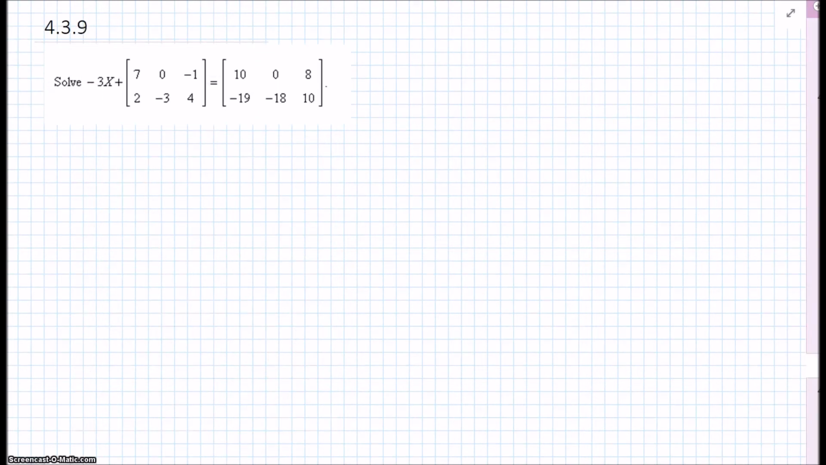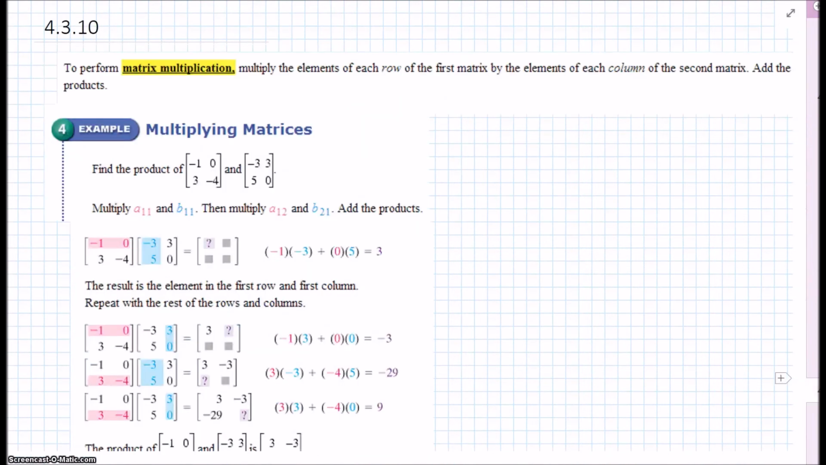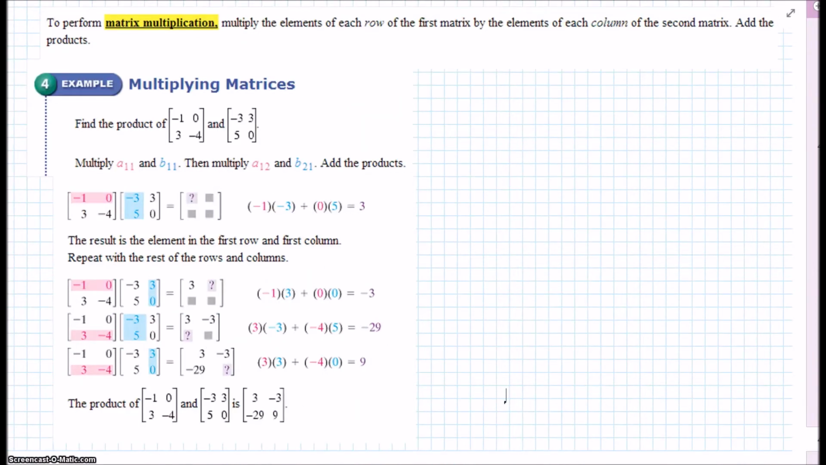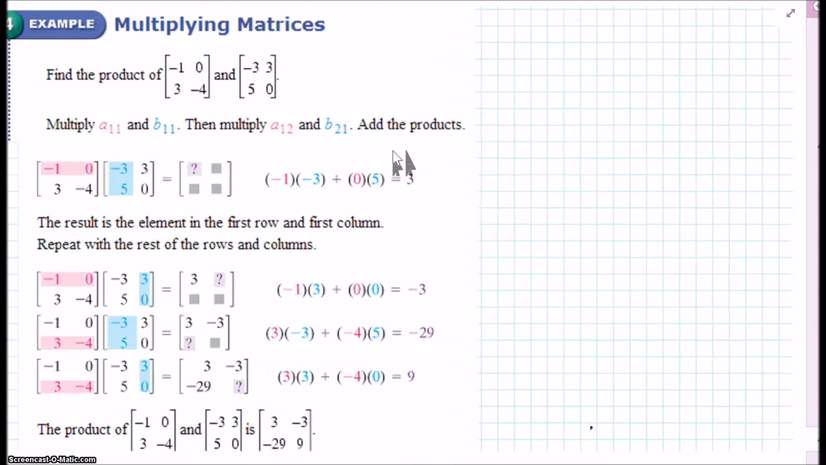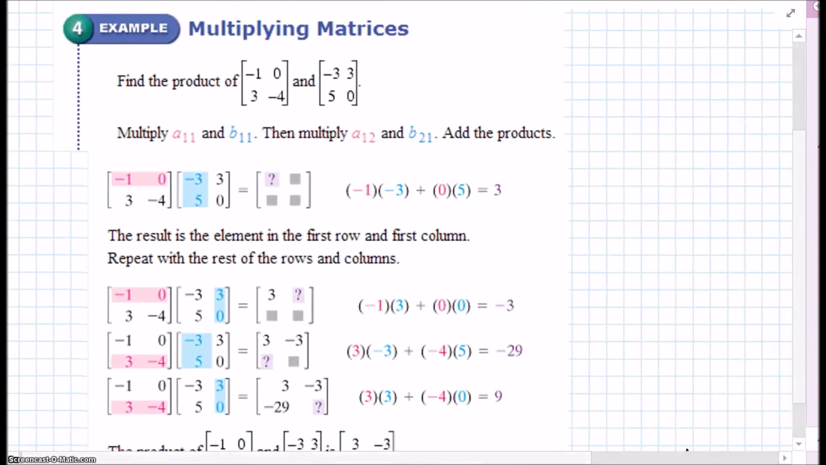Okay, I think you get the understanding of how to do this, so we'll skip this one. All right, to perform matrix multiplication, multiply the elements of each row in the first matrix by the elements of each column in the second matrix, and keep adding the products. So let's just zoom in on the example. We need to find the products of these 2 by 2 matrices.